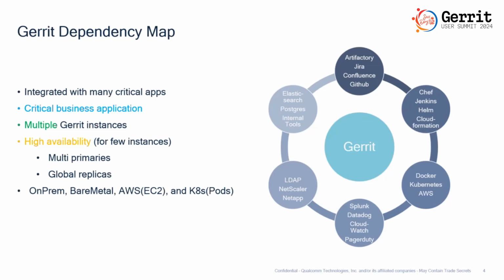High availability. Based on the need, if there is a need, we spin up instances with high availability. And we have multi-primaries and global replicas. We have around 12 global replicas configured, spread across bare metal, AWS, and K8 clusters.